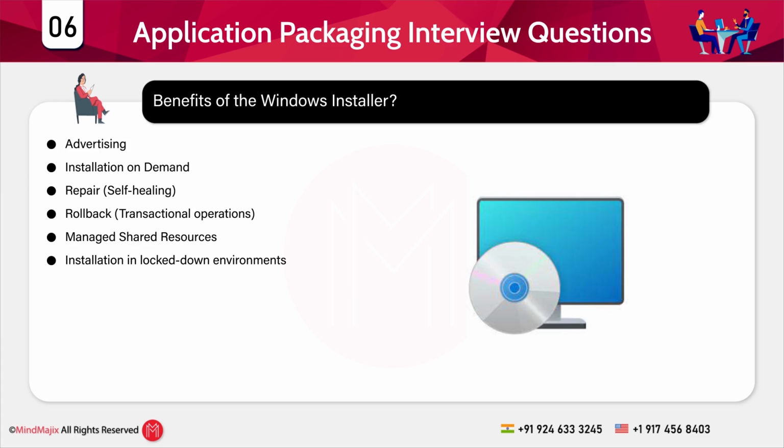Rollback, which is a transactional operation. Rollback becomes very important because when we are installing an application and by mistake in the middle the network connectivity is gone or the system is rebooted, MSI will have a config.msi folder saved, and with that it will do a clean uninstallation. So it will not leave corrupted data.